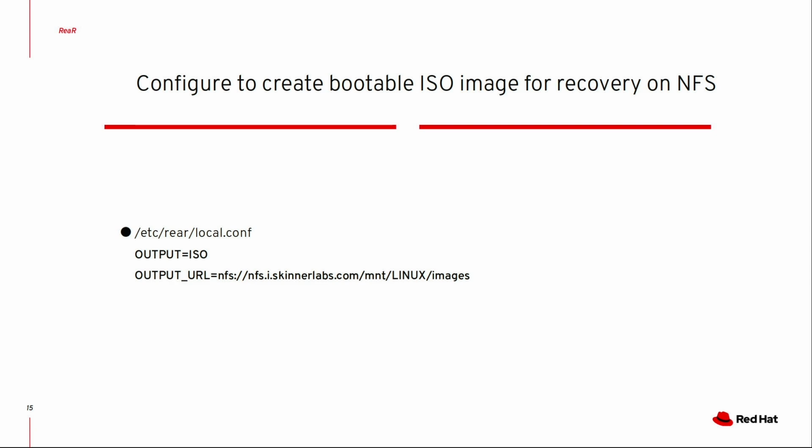So we need to first create that bootable ISO image, and we want to target the NFS server. So the output is going to be ISO. It's going to generate that rescue bootable disk in an ISO format. And the output URL is my NFS path. So it's going to dump that ISO file straight onto that path that I've listed out.